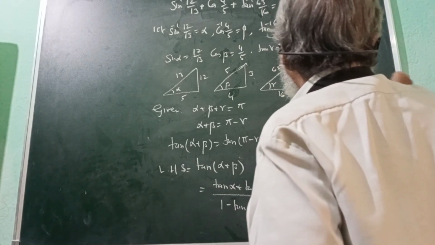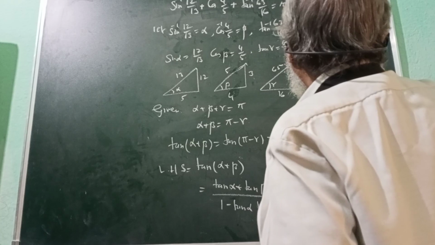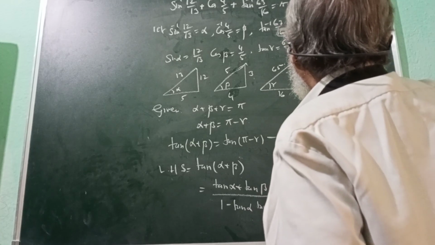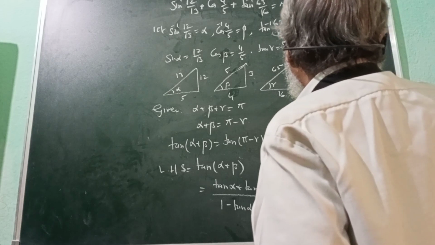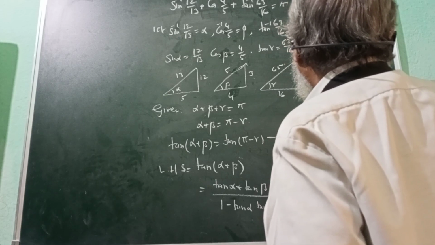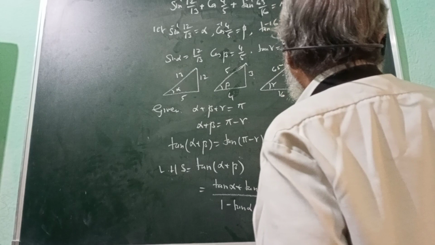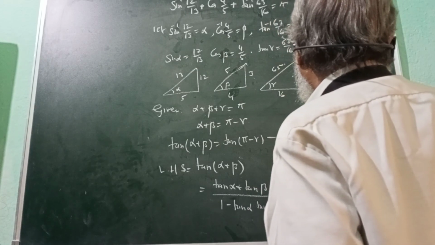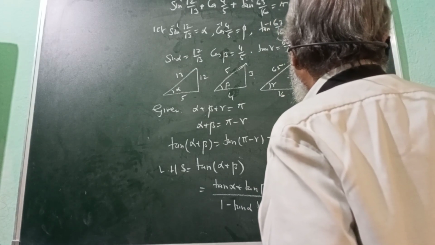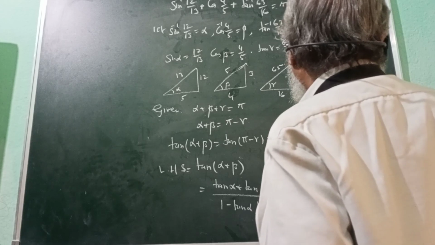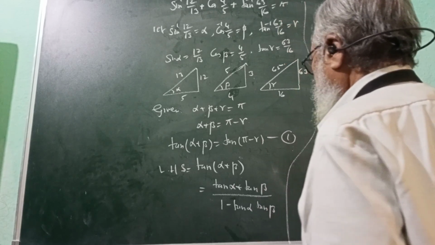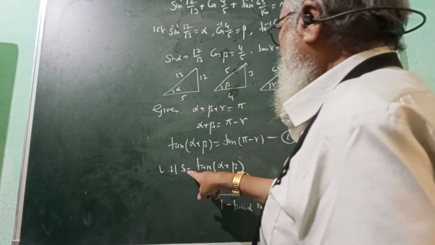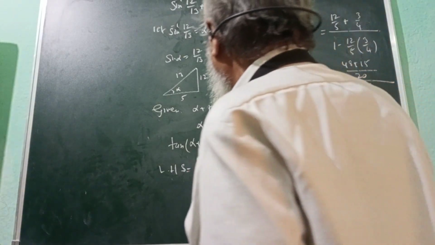Take LCM in the numerator as well as in the denominator. 48 plus 15 is 63, hence the numerator. Here also 20 is there. 20 minus 36. The 20 gets cancelled. Add them. 63 by minus 16. That is the value of the left hand side of the equation 1.